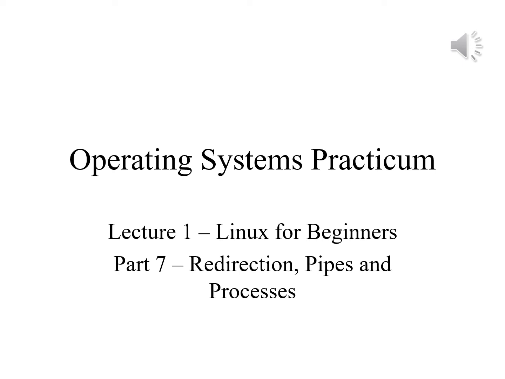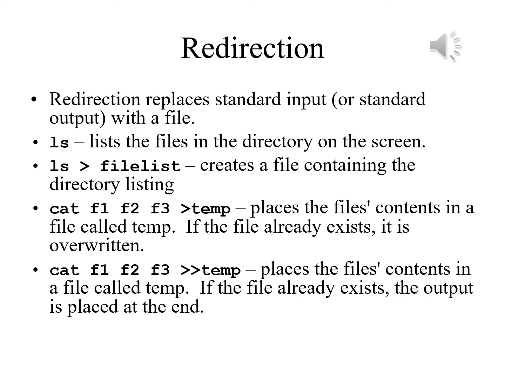In Part 7 of Lecture 1, we will discuss redirection, pipes, and processes. When programs begin their execution, their processes have three data streams available to them. Standard input, which by default is the source of input. Standard output, which is by default the destination of output. And standard error, which exists to allow the programs a place to send error messages.